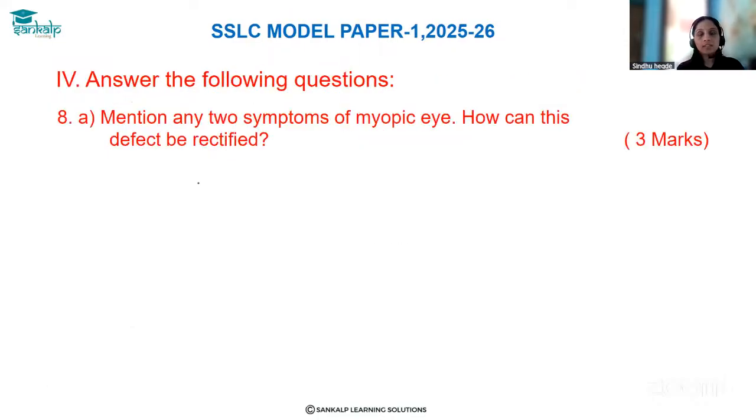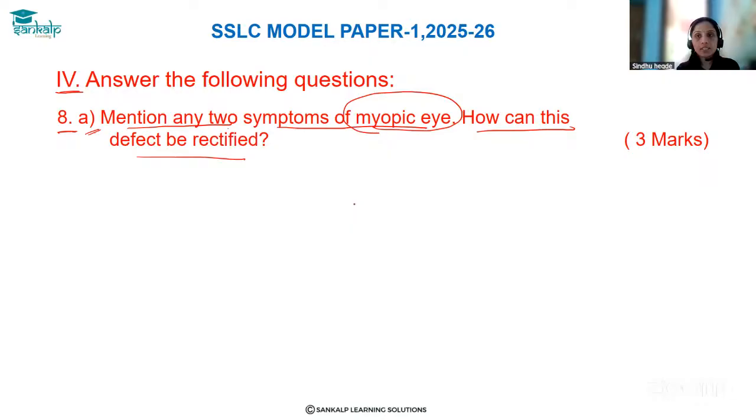Hello everyone. Let us see the next question. Fourth main, answer the following questions. Question 8 has parts A and B. In A: Mention any two symptoms of myopic eye. How can this defect be rectified? Mention any two symptoms of myopic eye.